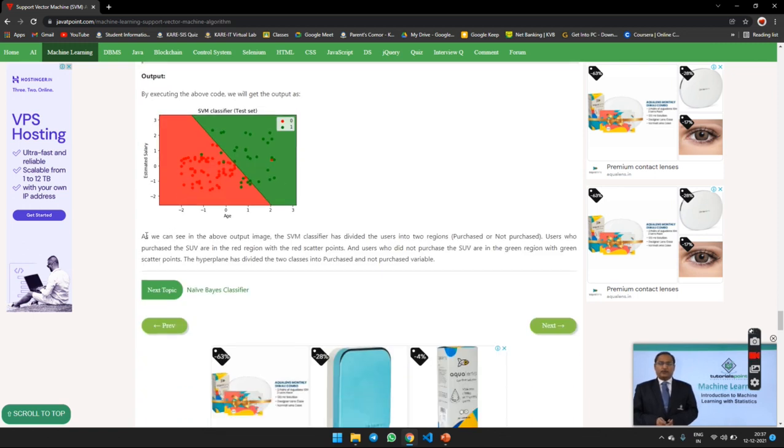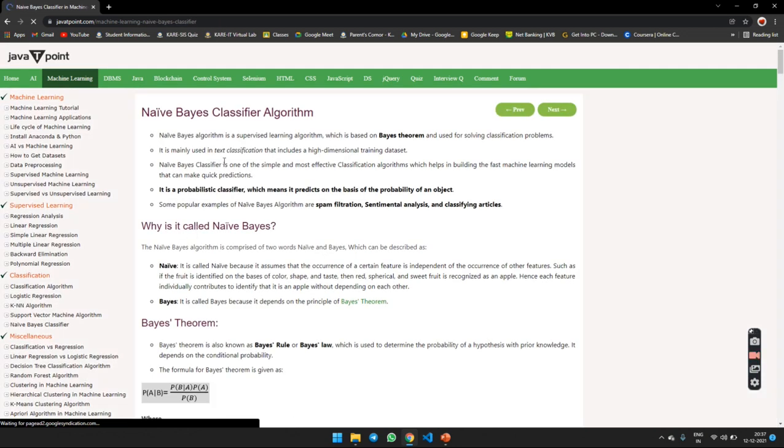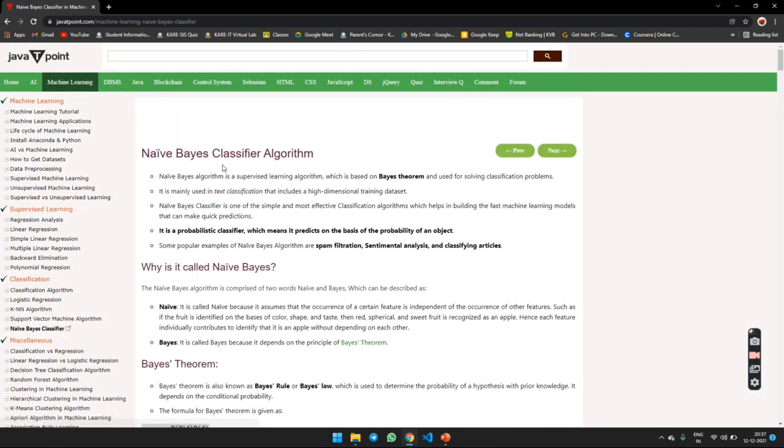Okay, then we are going to Naive Bayes classification. Naive Bayes classification is a supervised learning algorithm.